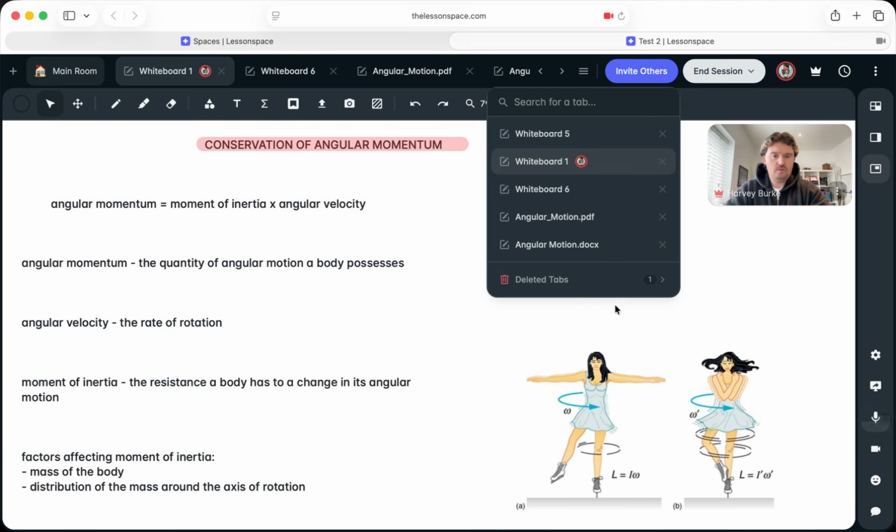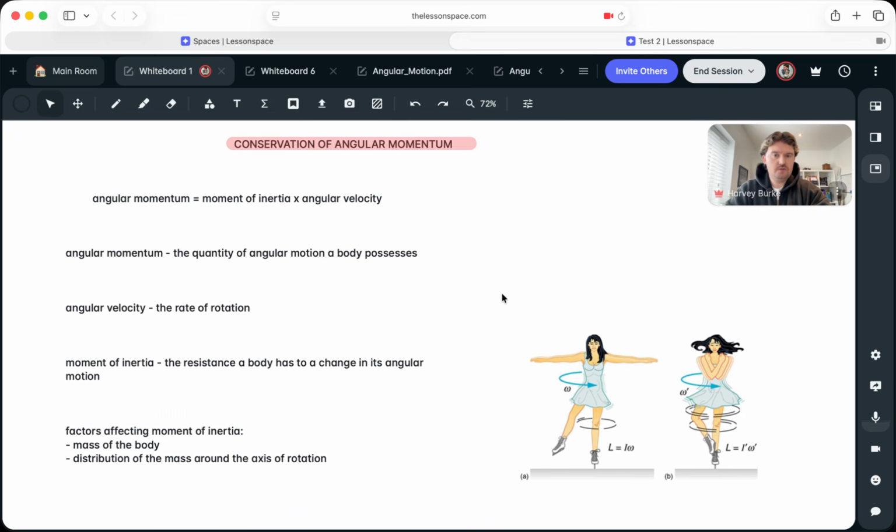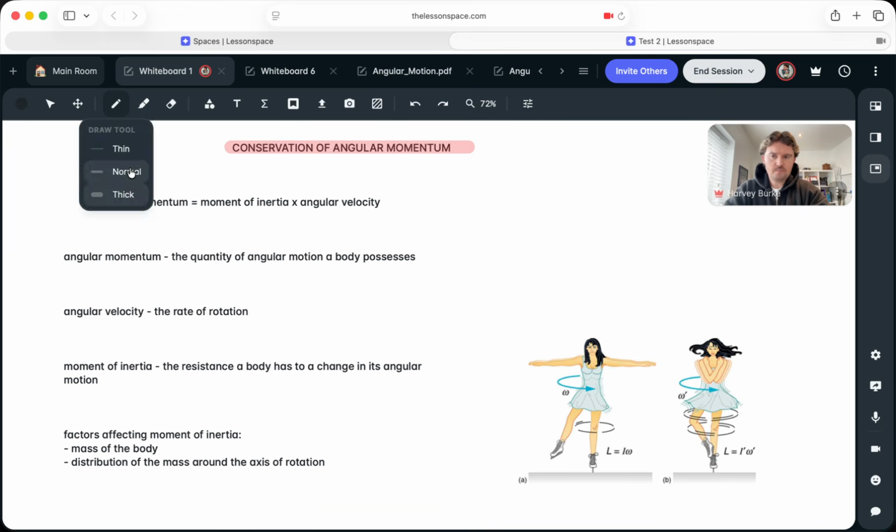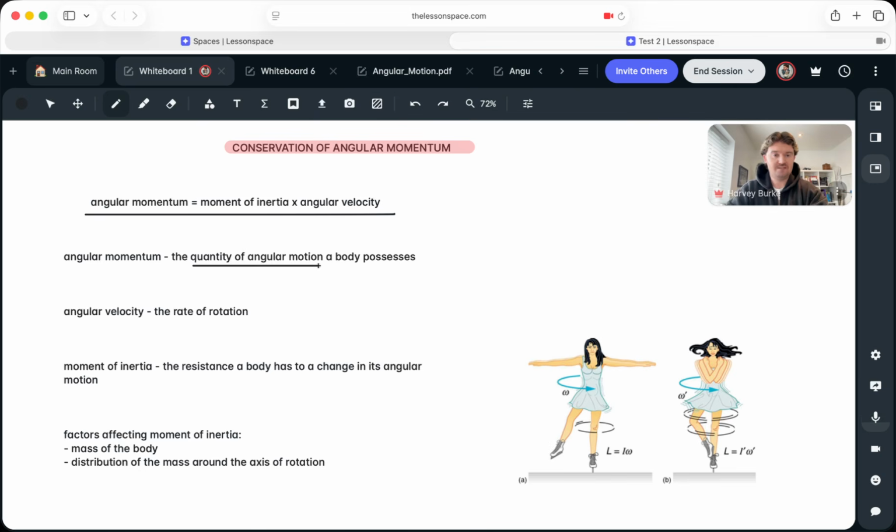They then want you to be aware of something called the conservation of angular momentum. And this is a really important equation to know. So angular momentum is moment of inertia times angular velocity. So let's break those three terms down first. So angular momentum, that is the quantity of angular motion a body possesses. So a really generic definition there, but it's just how much angular motion something has. And it's made up of two things, moment of inertia and angular velocity.